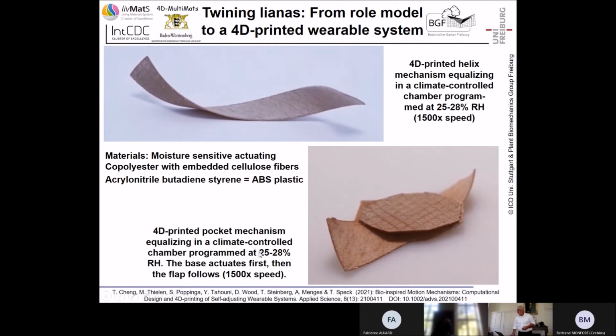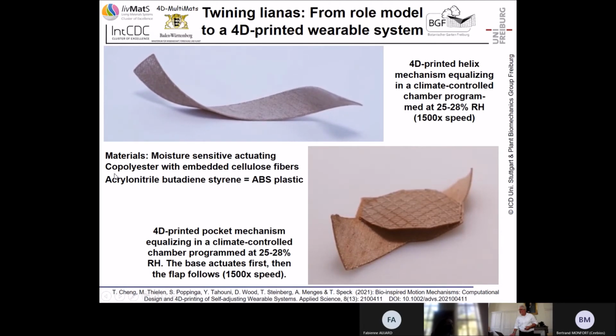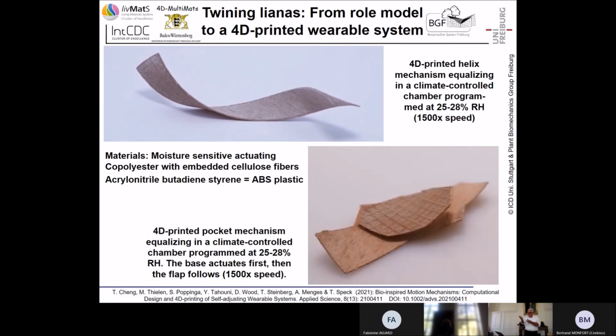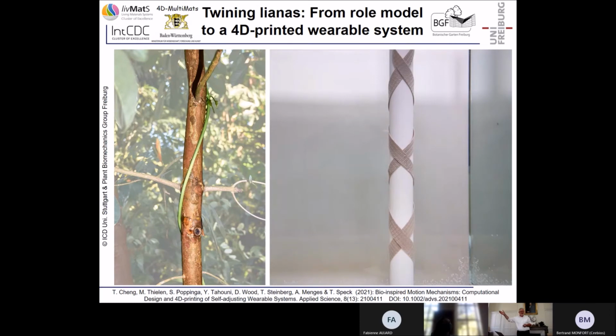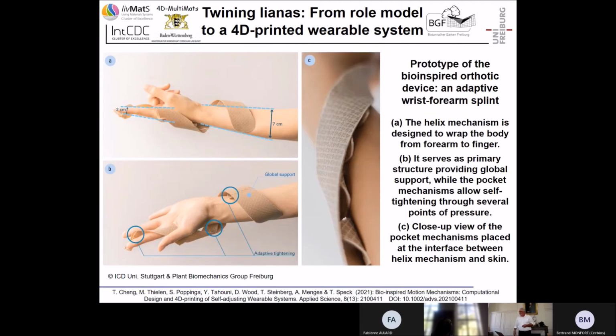And as I said, the basic material is acrylonitrile butadiene styrene, ABS, and the actuating material is a copolyester with embedded cellulose fibers. And what can it do? It can wrap around your arm just by the humidity of your skin, as we have shown here. It's not an arm, obviously, it's a rod, but it's in a chamber where you have an air humidity of about 70%. It just wraps around and fixates itself.